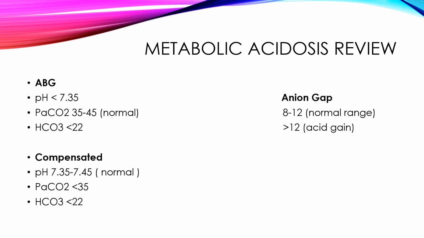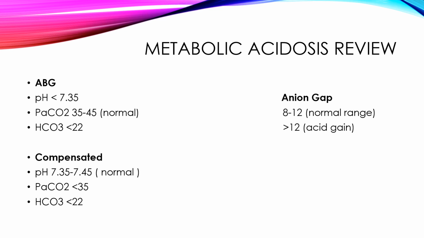Now, just like in any of the other imbalances, we're going to have partial compensation, and this is when we're going to see that our pH is almost back to normal range, but it's not quite there yet. But we may see that we already have decreased levels in our PCO2 as well as decreased levels in our bicarb. And so that would be partially compensated metabolic acidosis.